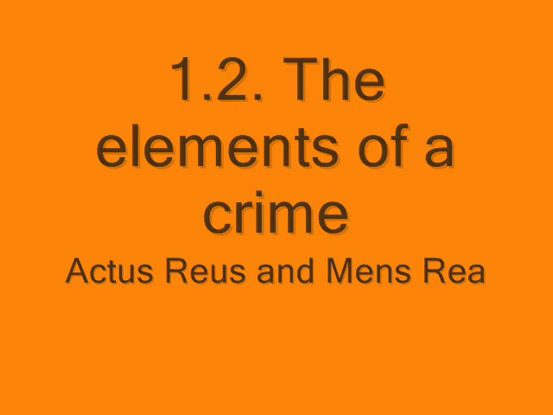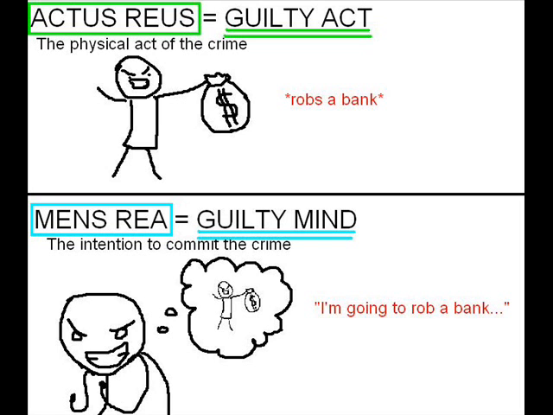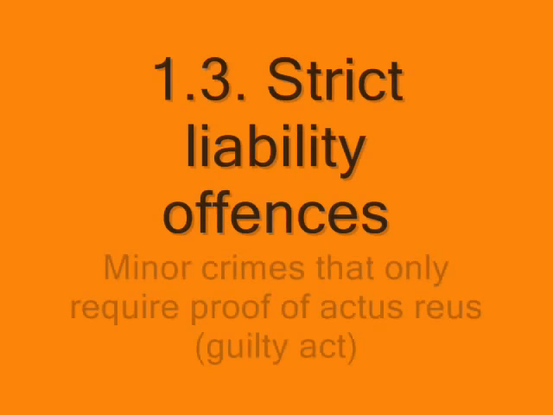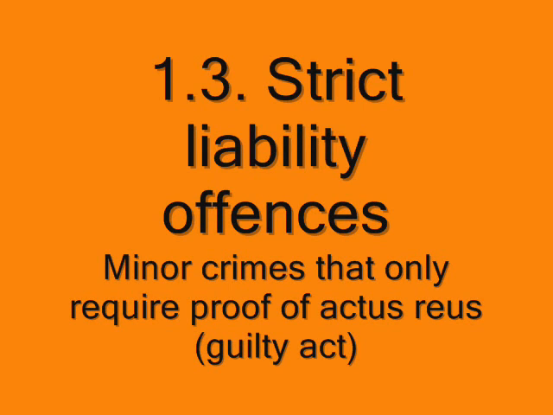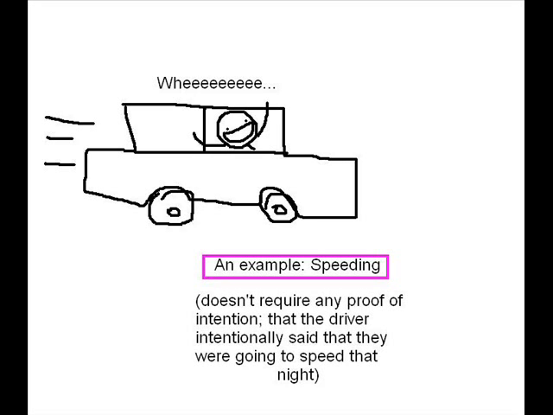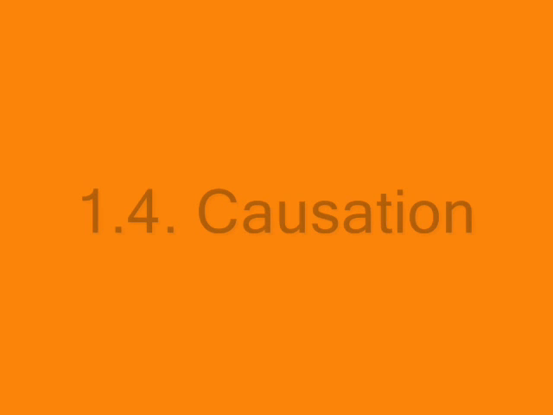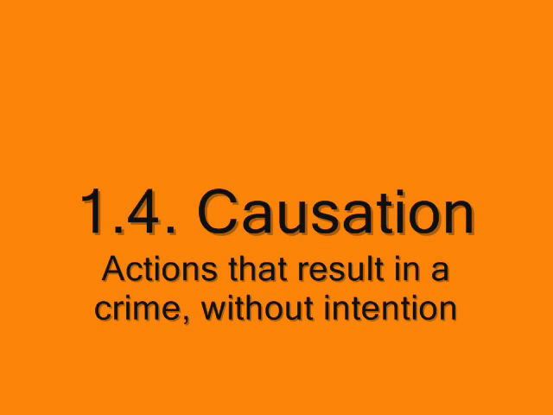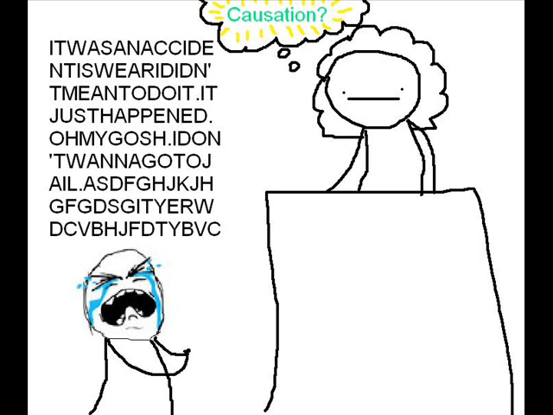Actus reus, guilty act. Physical act of the crime. Mens rea, guilty mind, the intention to commit the crime. Strict liability offences are offences that only require proof of actus reus, that it was a guilty act. Causation: actions that result in a crime without intention.